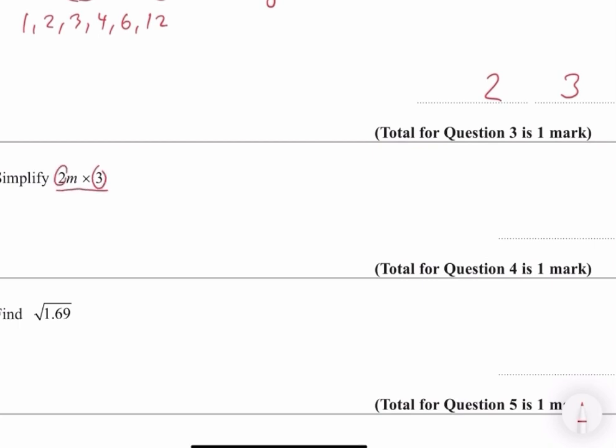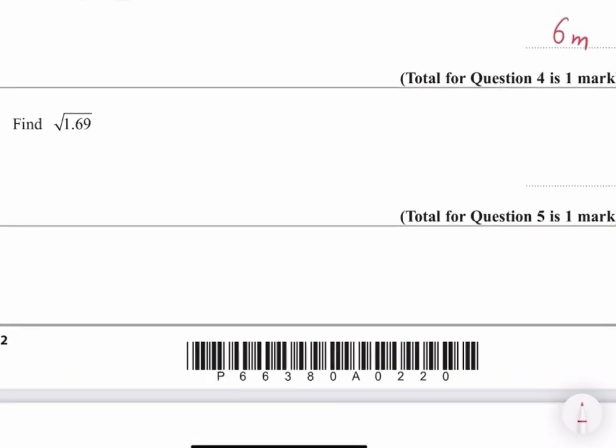Simplify 2m times 3, just multiply the numbers, don't forget m. Find the square root of 1.69, so you have to do it on a calculator.